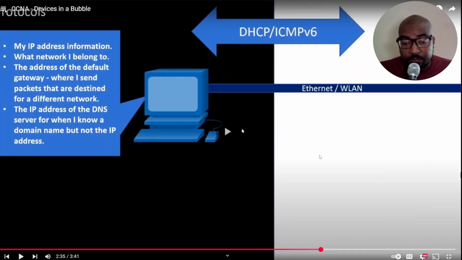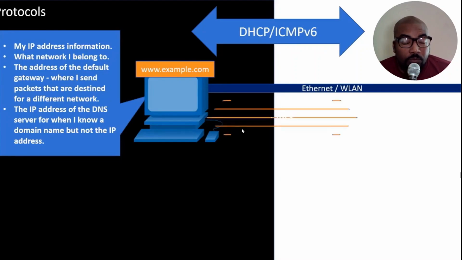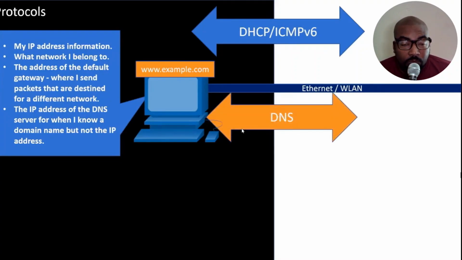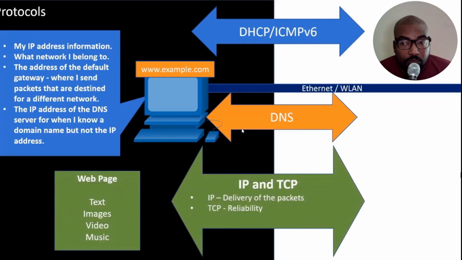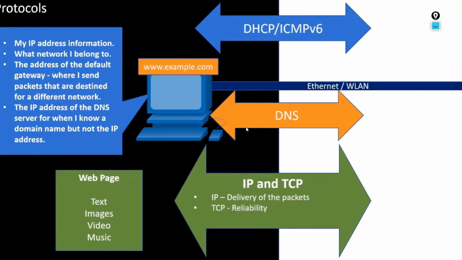Let's continue here. For instance, when a user requests a web page from a web server, such as www.example.com, the device asks the DNS server for the IP address of the domain name www.example.com. IP is used to deliver the packet from the source of the information to its final destination, in this case the web server, similar to sending a letter. The web server will then respond back with the requested web page.